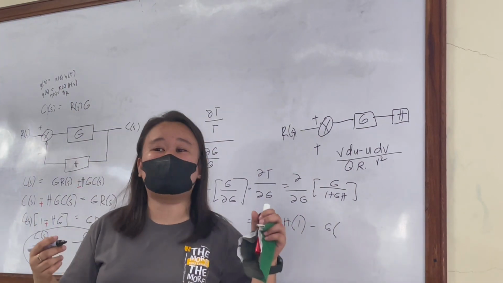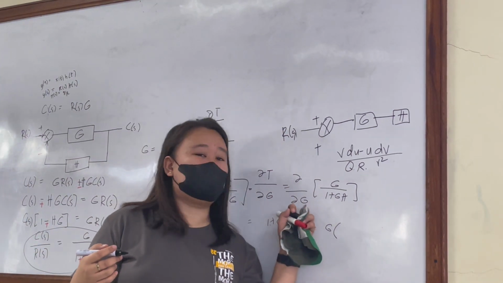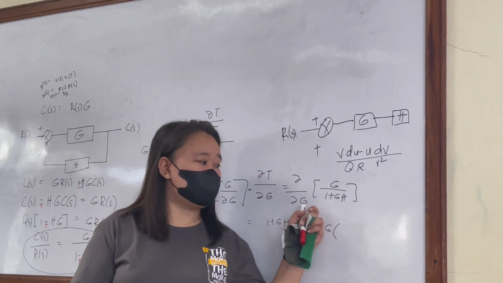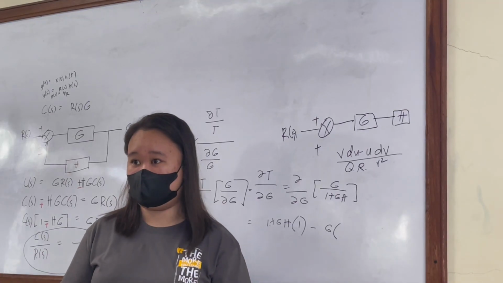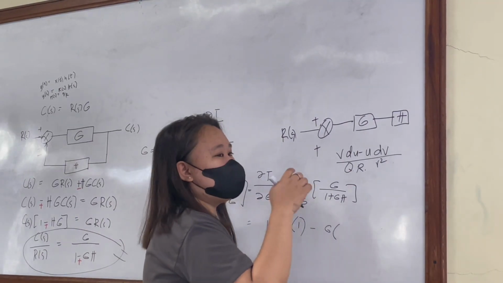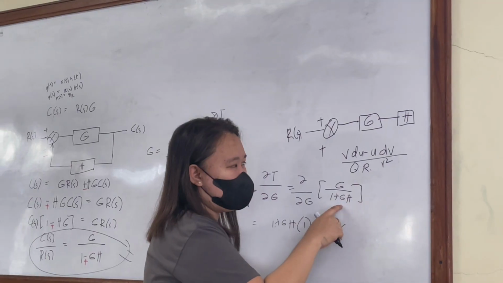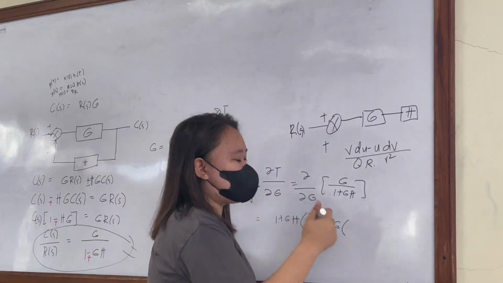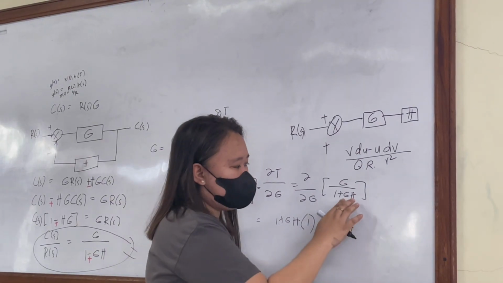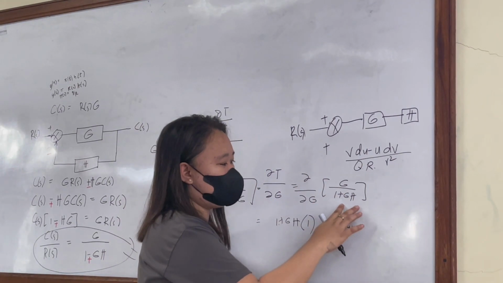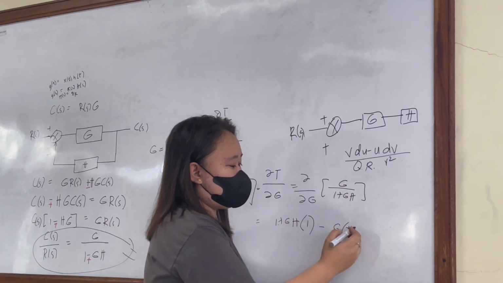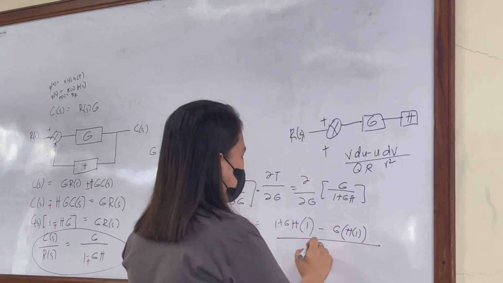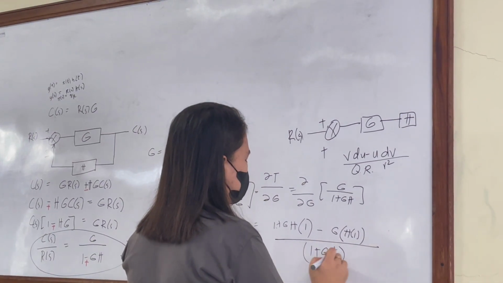If you do partial differentiation with respect to G, again, any variable aside from G is considered constant. But since in here, H is together with G, H is considered constant. You derive G with respect to G, that's 1. Di ba? All over 1 plus GH squared.